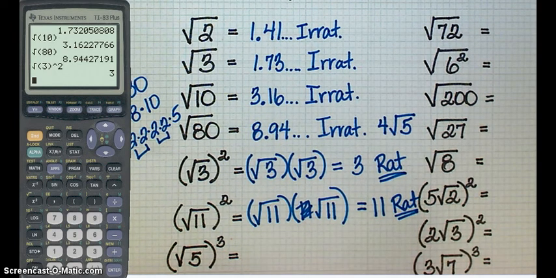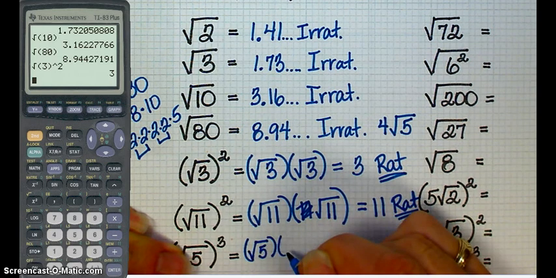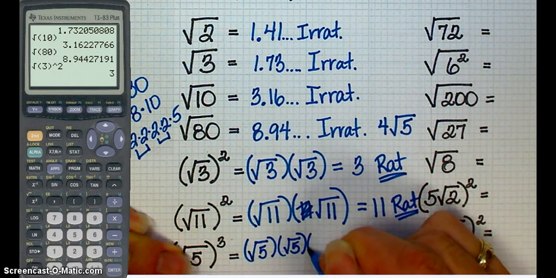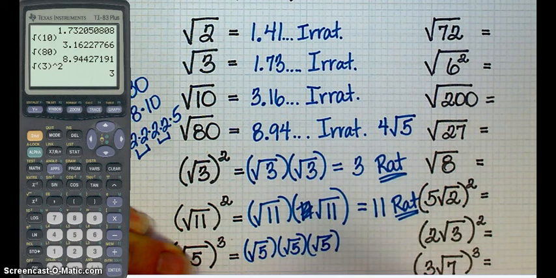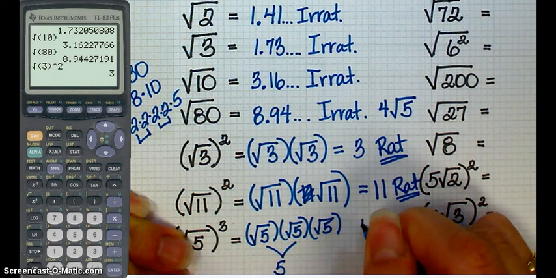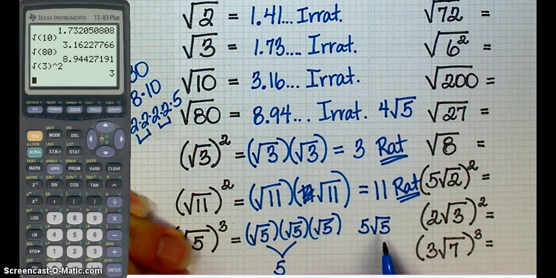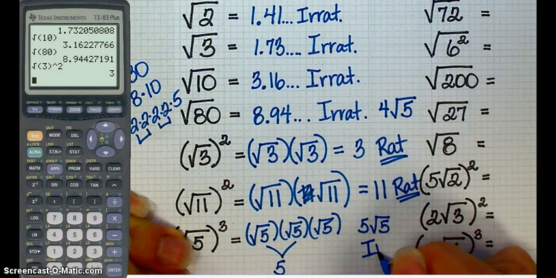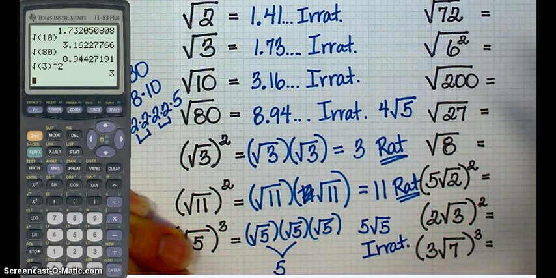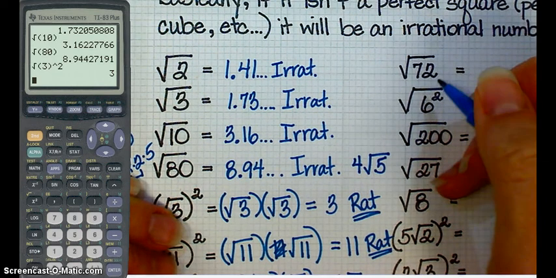Okay, so we've got this next one, and this says the square root of 5 to the third power. Literally, that says square root of 5 times the square root of 5 times the square root of 5. Well, square root of 5 times square root of 5 gets you back to 5, but then you're multiplying that by the square root of 5. So all you can do is just say it's 5 times the square root of 5, and because there's a square root in it that's not a perfect square, this is irrational because you cannot express it as a ratio of 2 integers. Okay, square root of 72.